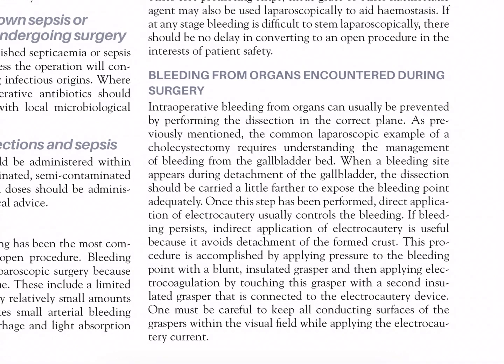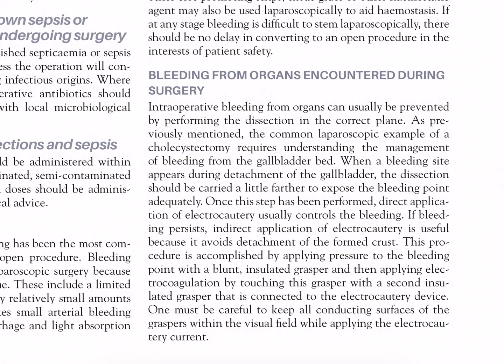As previously mentioned, the common laparoscopic example of a cholecystectomy requires understanding the management of bleeding from the gallbladder bed. When a bleeding site appears during detachment of the gallbladder, the dissection should be carried a little farther to expose the bleeding point adequately. Once this step has been performed, direct application of electrocautery usually controls the bleeding.